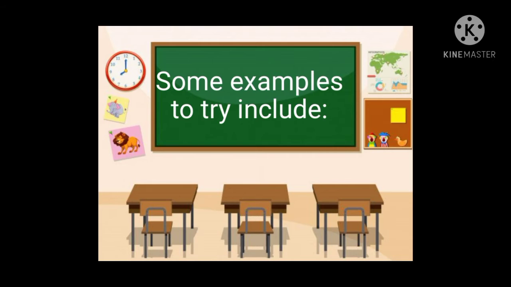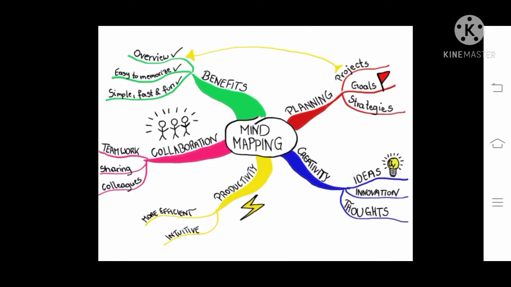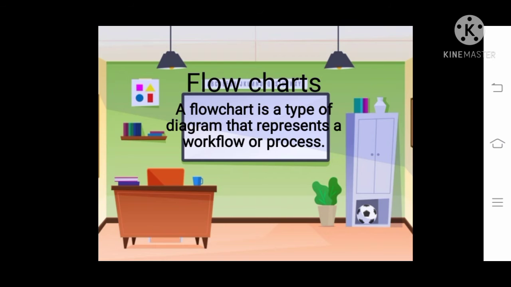This is some examples to try to include. One of the examples is mind map. A mind map is a tool for the brain that captures the thinking that goes on inside your head. Mind mapping helps you think, collect knowledge, remember, and create ideas. Mind mapping is a useful technique that supports learning, improves information recording, shows how different facts and ideas are related, and enhances creative problem solving. This is the example of mind mapping. You will make words connected to planning, creativity, productivity, and collaboration.